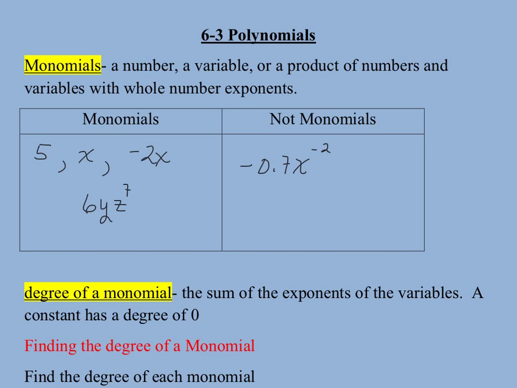The other thing that would not be a monomial would be something that has more than one term. So you could have 3x plus 2, not a monomial. Or you could have something that has a variable in the denominator, that would not be a monomial. So for instance, 6 over x squared. So all of those are not considered monomials.